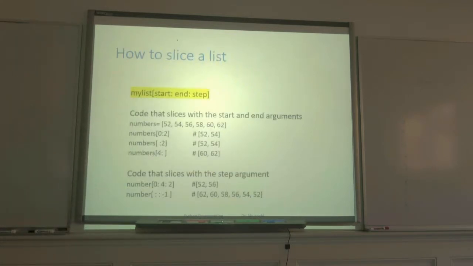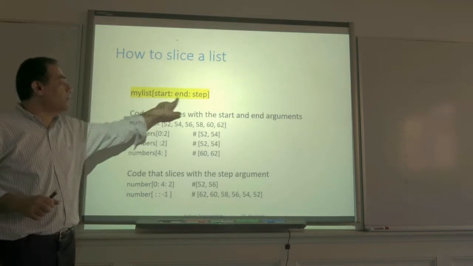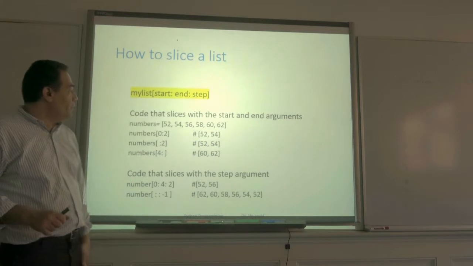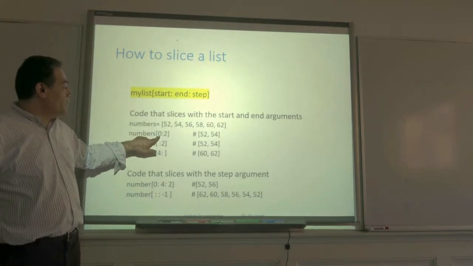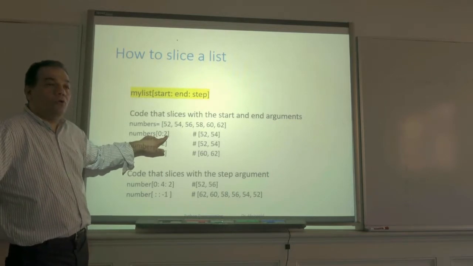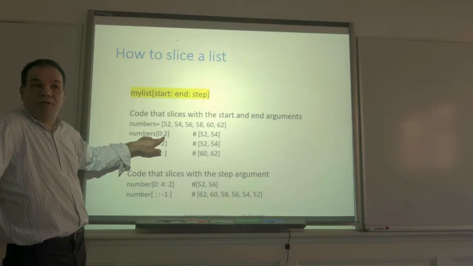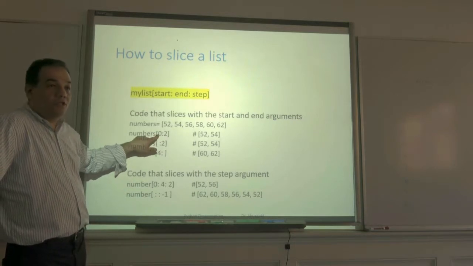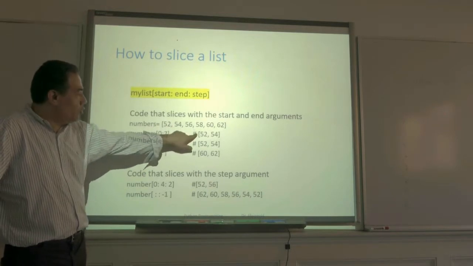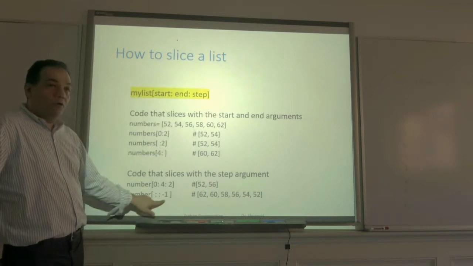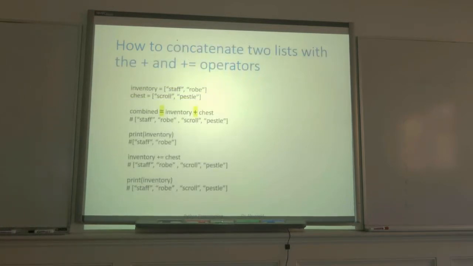Then we have to learn how to slice. Again, it's the same thing we spoke about, start and step. It works the same way as in the range. How to slice. So for example, if I need to slice 0 to 2, what are the values sliced? 0, 1, which is 52 and 54. All right? I could also have the negative. So it's very important to understand that.